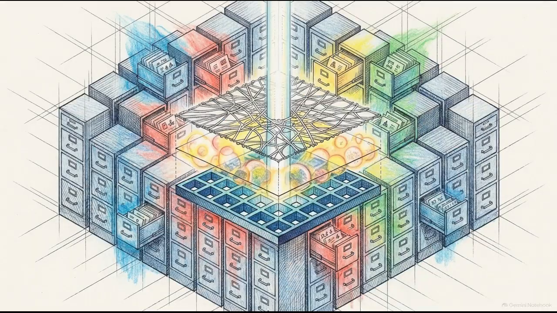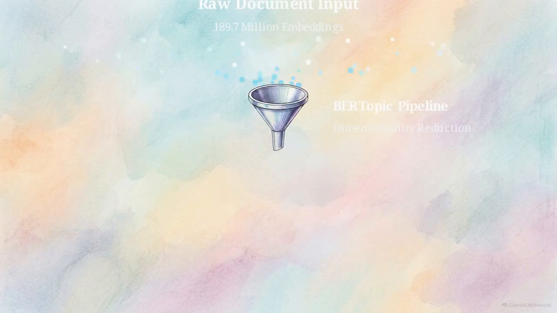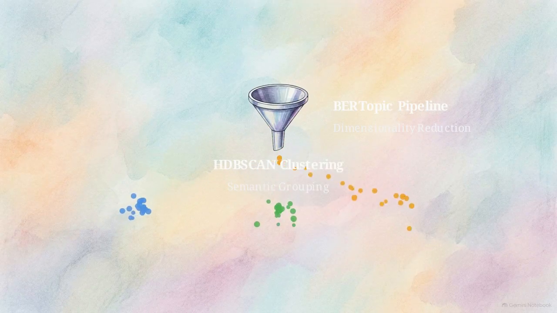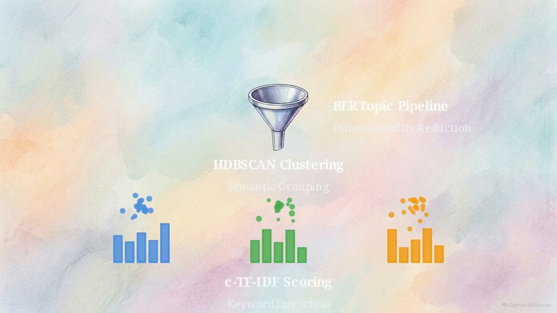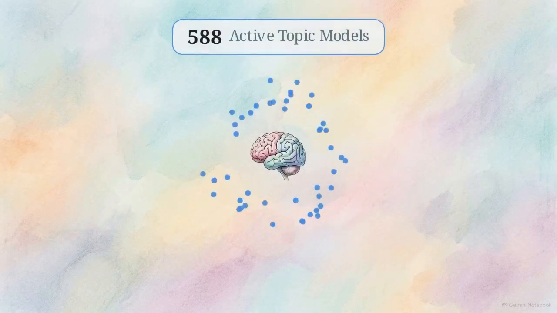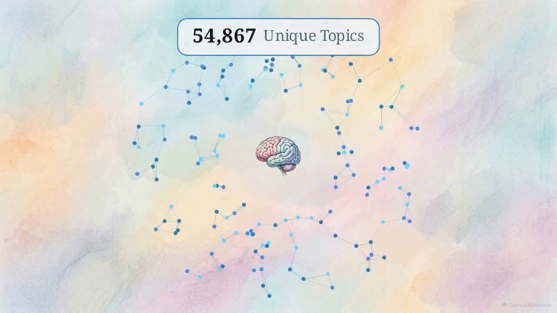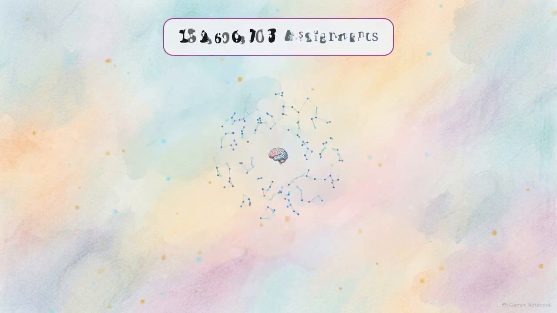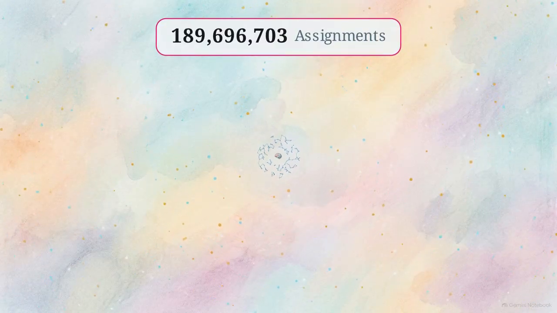With the structural skeleton established, the architecture introduces a second layer to manage the fuzzy semantic meaning within the text. This requires a topic generation pipeline run across every distinct corpus. The system utilizes BERTopic for dimensionality reduction, clusters the results using HDBSCAN, and extracts terms using class-based TF-IDF scoring. The volume of this semantic mapping is extensive. 588 active topic models manage nearly 55,000 unique topics, applied across 190 million assignments.